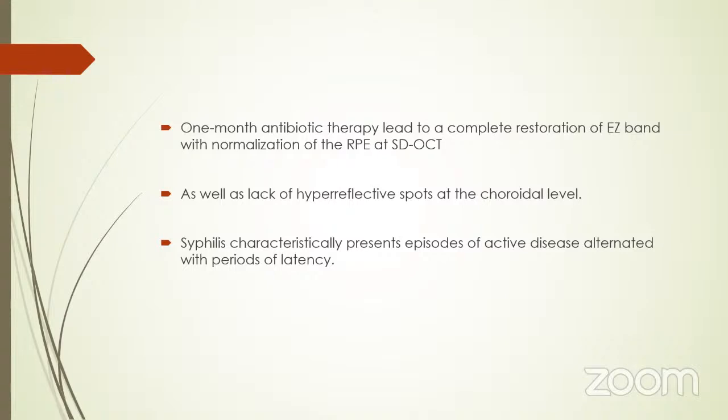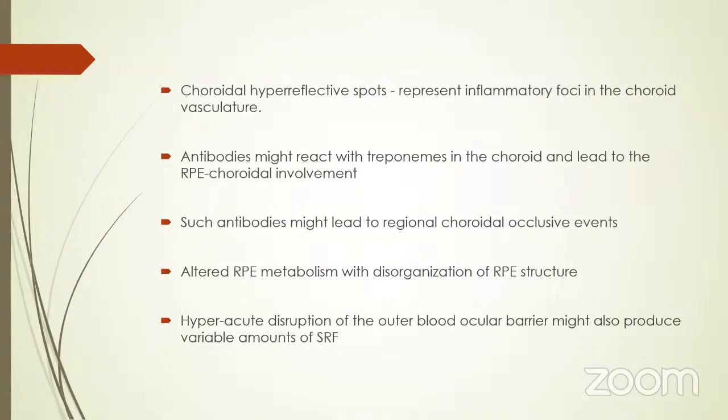Syphilis characteristically presents episodes of active disease alternating with periods of latency. Choroidal hyperreflective spots represent inflammatory foci in the choroid vasculature. Antibodies might react with treponemes in the choroid and lead to RPE choroidal involvement. Such antibodies might lead to regional choroidal occlusive events. These occlusive events lead to altered RPE metabolism with disorganization of RPE structure. And hyperacute disruption of the outer blood ocular barrier might also produce variable amounts of SRF.